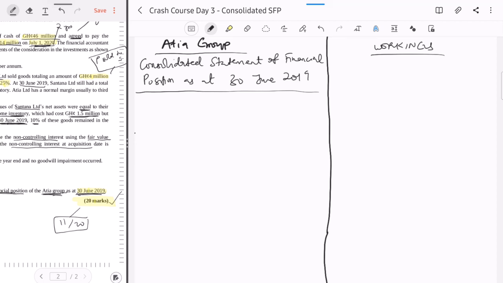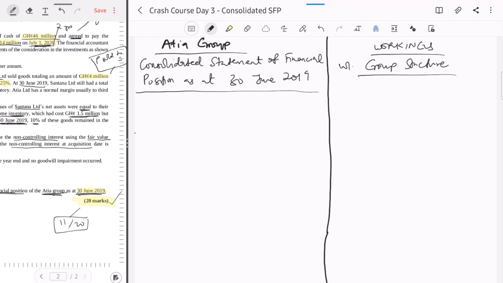Then within working two, you also prepare something called what? The net assets of the subsidiary. Then you come to working three. Working three contains three things: goodwill, NCI, and consolidated retained earnings. In questions where you have an associate, you need to add another working for investment in associate. But for now, it won't be a headache in this question. So I start with working one, which I said is called what? Group structure. So let's draw the group structure.